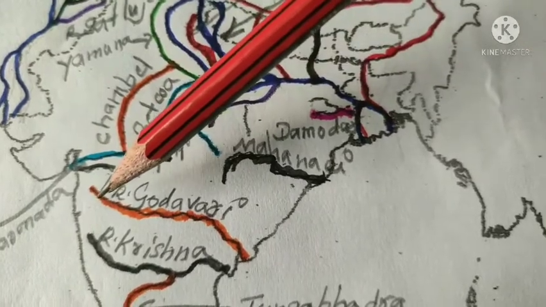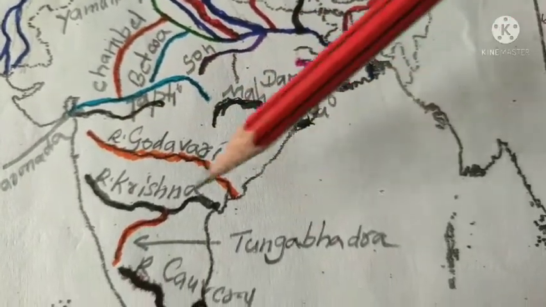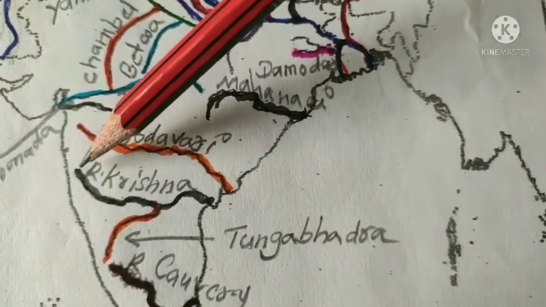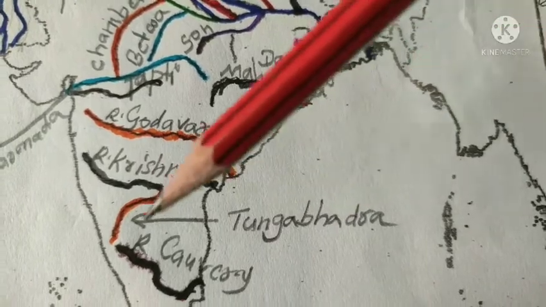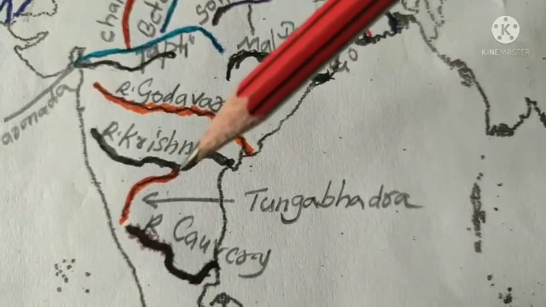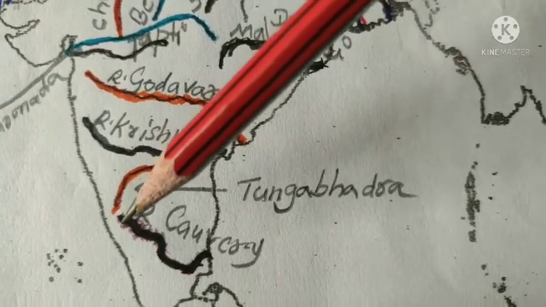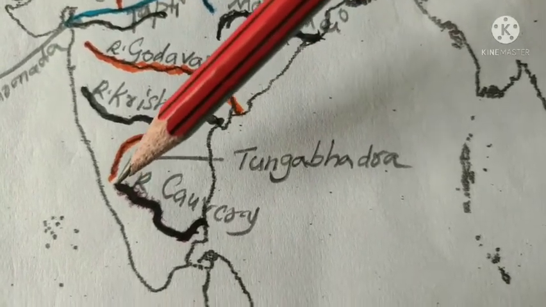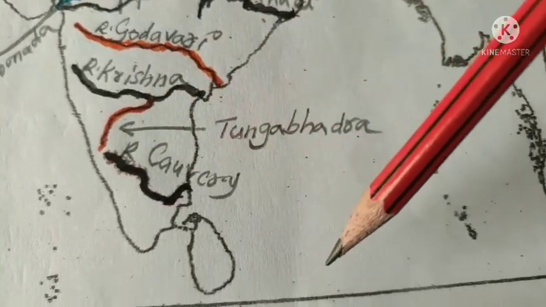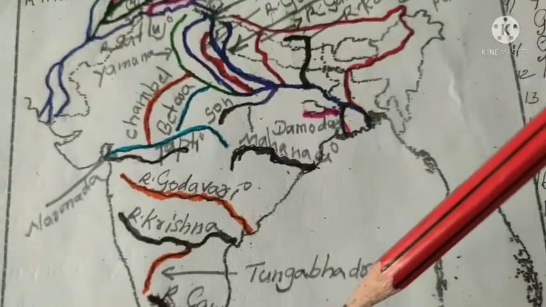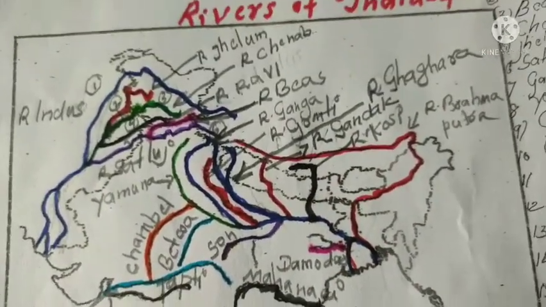Next is the river Godavari, it is close to the Bay of Bengal. Next is river Krishna, starting point is here, from here to here it is also close to the Bay of Bengal. Next is Tungabhadra, where Krishna flows, starting from Krishna and here only. Next is river Kaveri. It is starting from here and flows to the Bay of Bengal. So these are the 24 rivers of India.